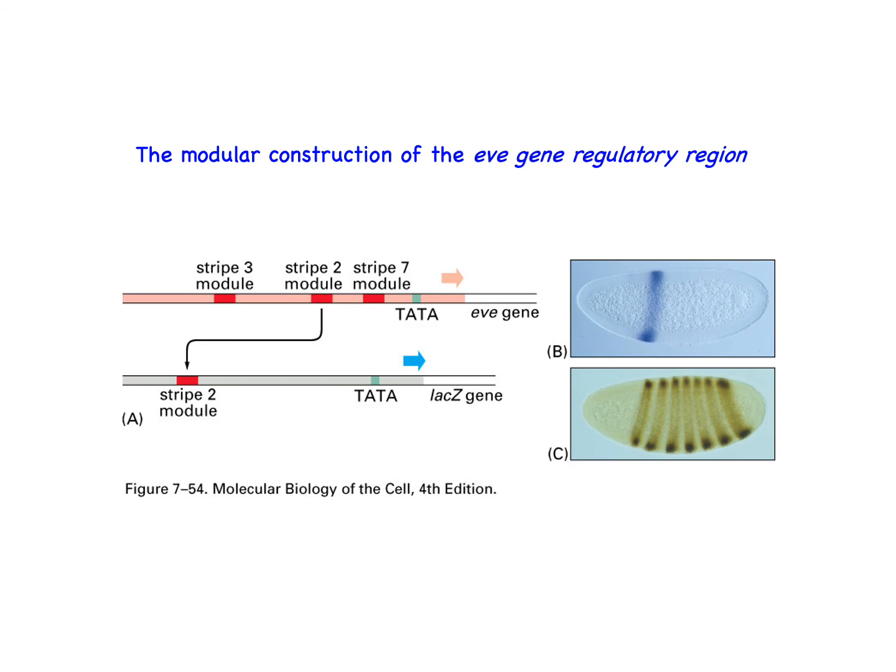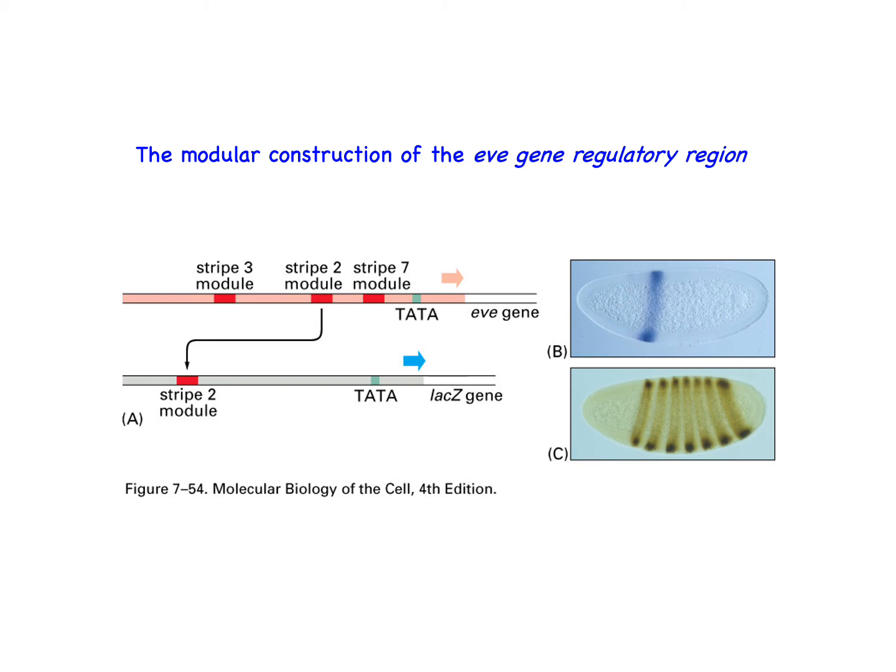This is just simply a gene that when it's expressed turns the cells blue. And so when we put that back in the fly, we see that you get one blue stripe where the second even skip stripe is. Okay, so this region upstream of the coding region for EVE is directing the expression of the even skip gene in the stripe 2 of the developing embryo.